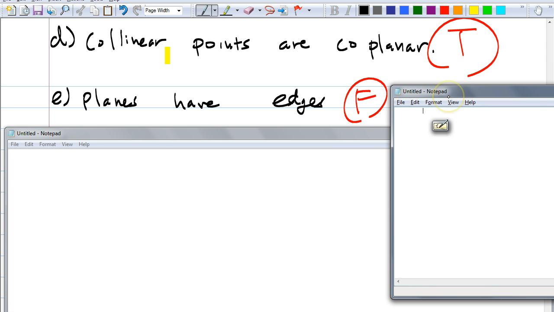Okay, false. Planes have edges. Why do you suppose they actually even have this sort of question? Isn't it obvious that planes don't have any edges? Why do you suppose some people think that planes have edges? Anybody have any guess? Yes?